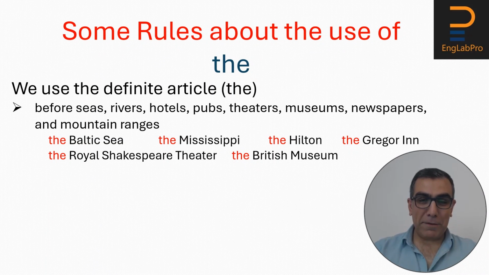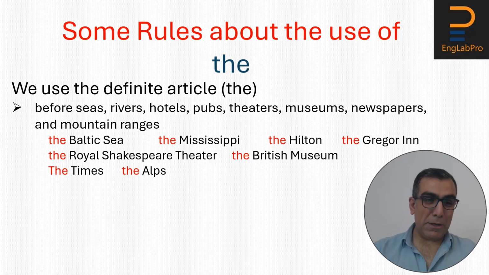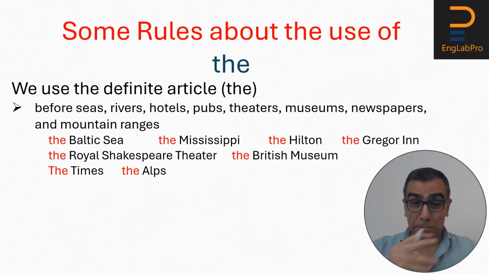For pubs, for example, the Gergor Inn. Theaters, the Royal Shakespeare Theatre, for example. Museums, the British Museum. Newspapers, we can say the Times. For mountain ranges, we can say the Alps. Remember, not for a single mountain, for a mountain range, a group of mountains together.